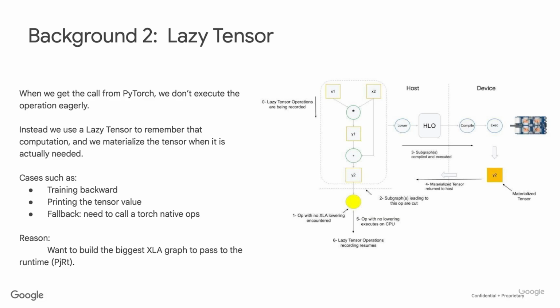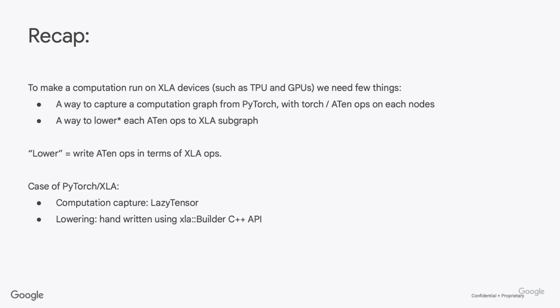Okay, so a quick recap is that we need two things. We need something to give us a graph, and we need something to lower individual ops to the XLA subgraph, right? So this process is called lowering, and the word lowering just means implementing the semantics of one opset in terms of another opset. Here, the first opset is ATen ops. That's what PyTorch calls their ops. I think it stands for A Tensor library.